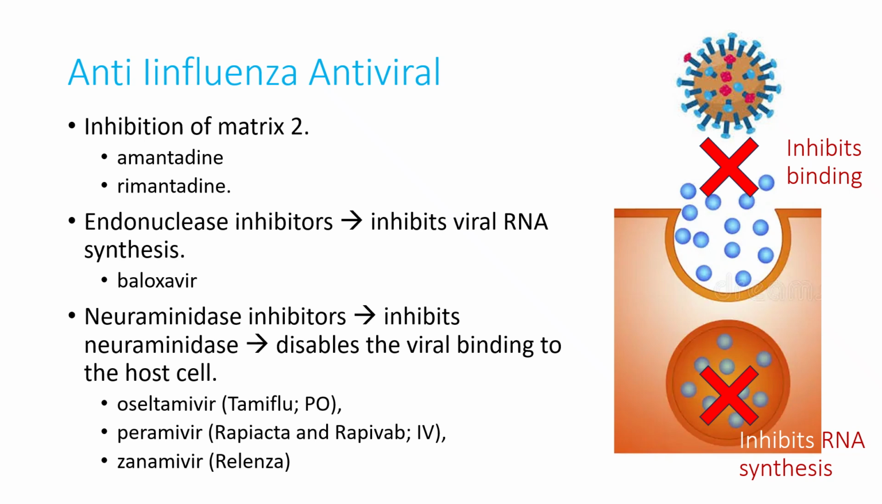Lastly, we have your neuraminidase inhibitors. By the name itself, these chemicals inhibit neuraminidase, which disables the viral binding to the host cell. This last group is made of the popular antivirals oseltamivir under the brand name Tamiflu, usually given per orem, peramivir under the brand name Rapiacta and Rapivab, given intravenously, and your zanamivir under the brand name Relenza.